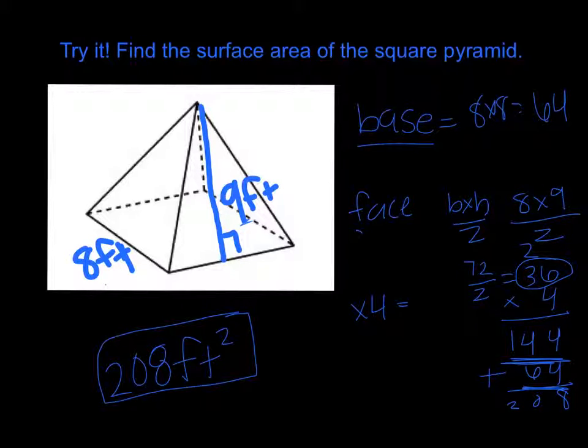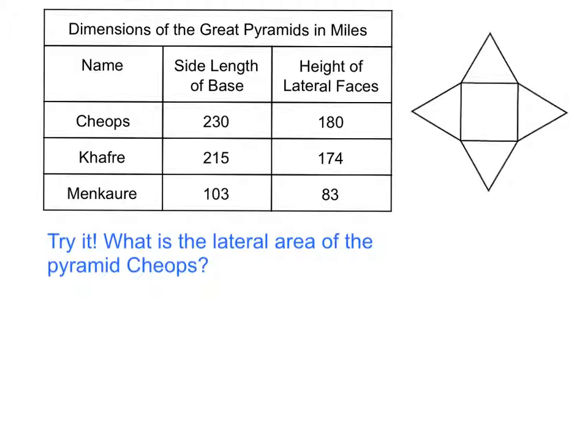All right. If you have any questions, if you got it right, awesome. If you didn't, then you need to go back and fix it so that you can see where your mistakes were made. Okay, here's another try it problem. It comes with a little chart that you have to read, but these are the dimensions of the Great Pyramids in miles. So we're looking at miles. And they want you to find the lateral area of the pyramid Cheops. I don't know if I'm saying that right. So find it on the chart and see if you can solve it to find the lateral area. Remember, you do not need the square base.